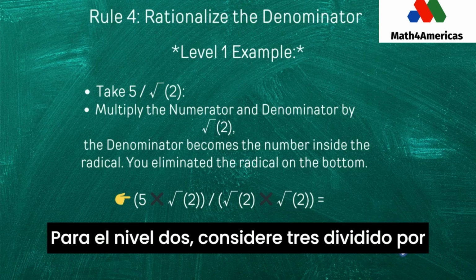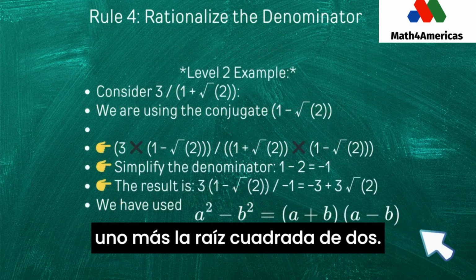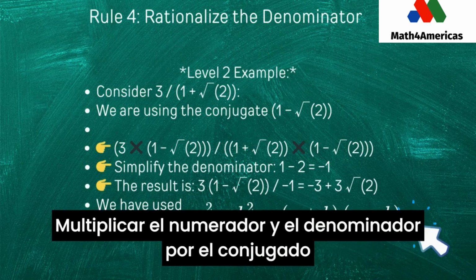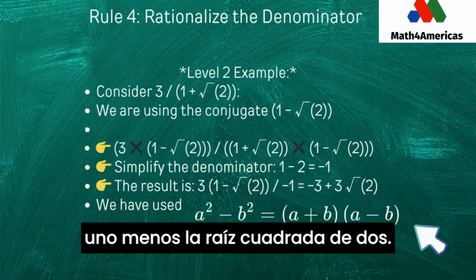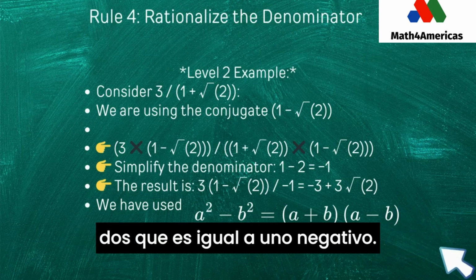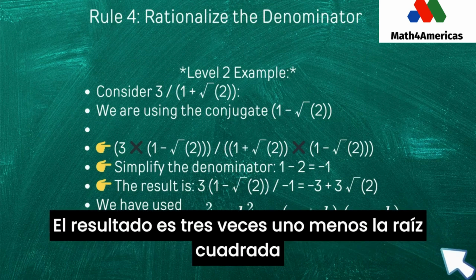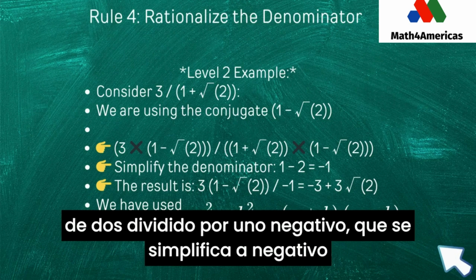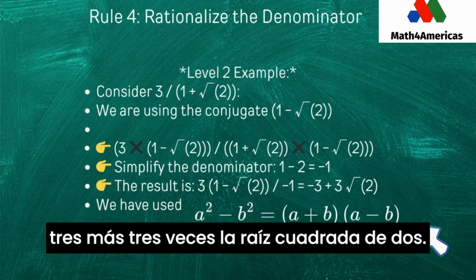For level 2, consider 3 divided by 1 plus the square root of 2. Multiply the numerator and denominator by the conjugate, 1 minus the square root of 2. Simplify the denominator to 1 minus 2, which equals negative 1. The result is 3 times 1 minus the square root of 2 divided by negative 1, which simplifies to negative 3 plus 3 times the square root of 2.